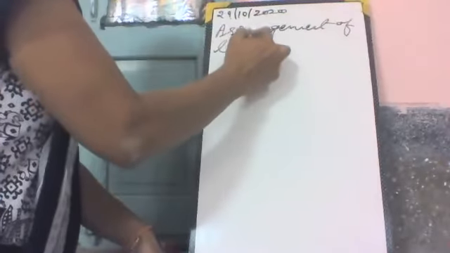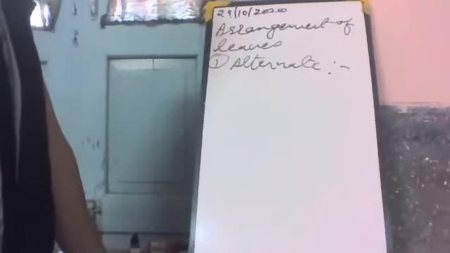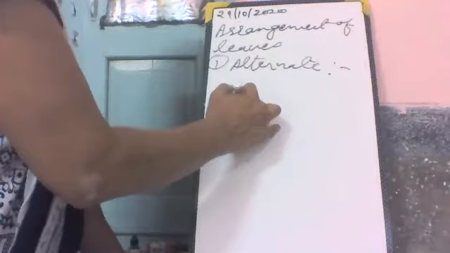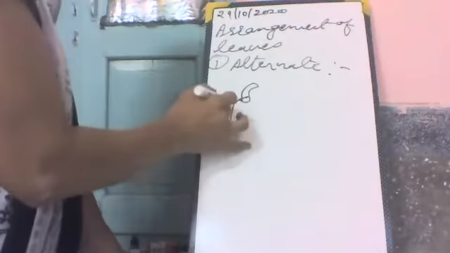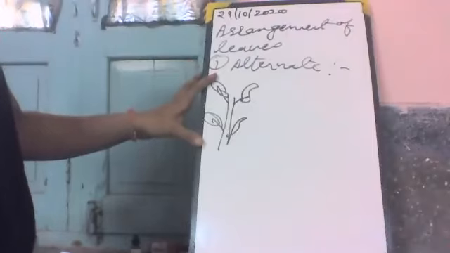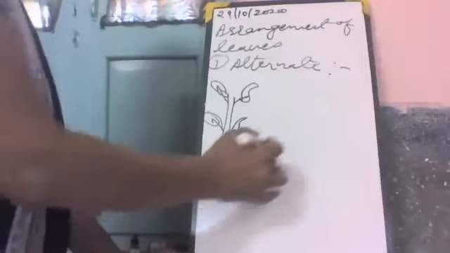Arrangement of leaves. One is alternate. Alternate means one after another. One leaf grows from each node, and another leaf grows from the successive node. See, it's one node, it arises from here, it is another node, here one more leaf, one more leaf. This type of arrangement is known as alternate arrangement.